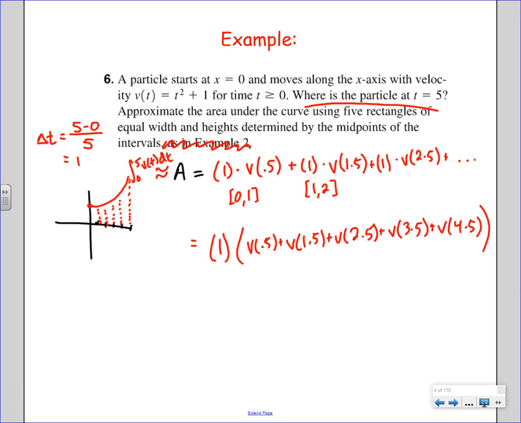Now, how can you use your calculator to help this go really fast? You just plug in the interval above. No, because you need the approximation. So you plug in this for y equals, and then can't you do y1 of 0.5 plus y1 of 1.5 plus y1 of 2.5 plus y1 of 3.5 plus y1 of 4.5? Yeah. Cool. And then times 1, done.